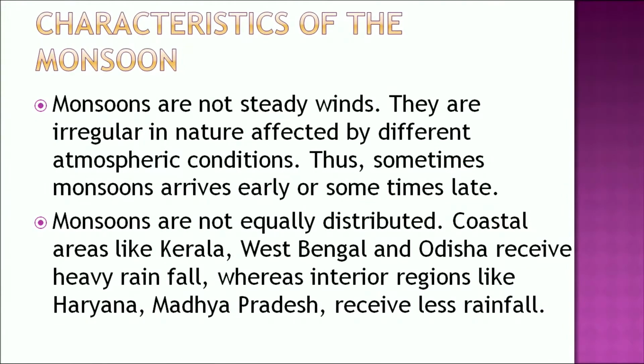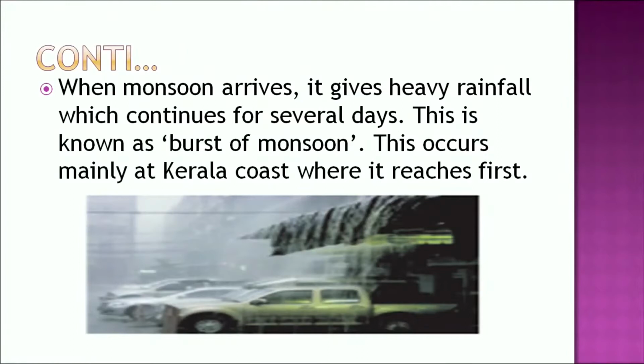Monsoons are not equally distributed. Coastal areas like Kerala, West Bengal and Odisha receive heavy rainfall, whereas interior regions like Haryana and Madhya Pradesh receive less rainfall. When monsoon arrives, it gives heavy rainfall which continues for several days. This is known as the burst of monsoon. This occurs mainly at the Kerala coast where it reaches first.